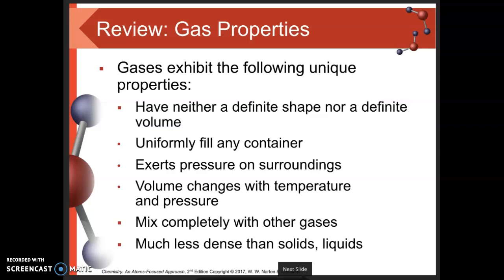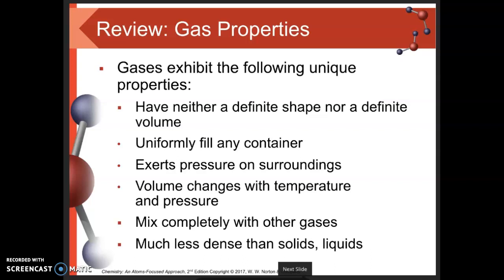And we know that they have really low densities, whereas liquids and solids tend to have their densities measured in grams per milliliter, gases tend to have their densities measured in grams per liter. Because they take up way more space. They have way larger volumes per mass, so they're way less dense.